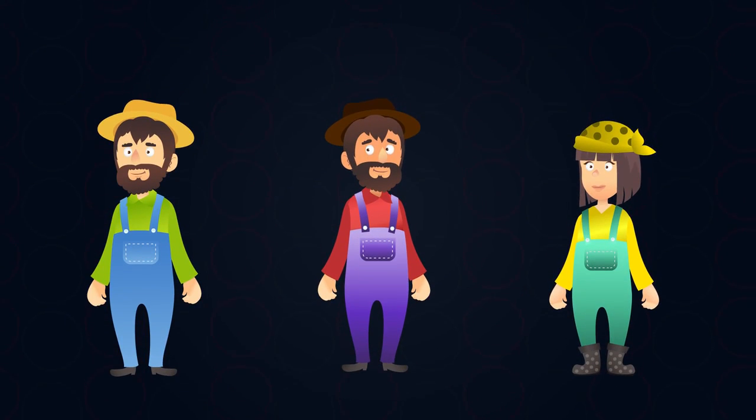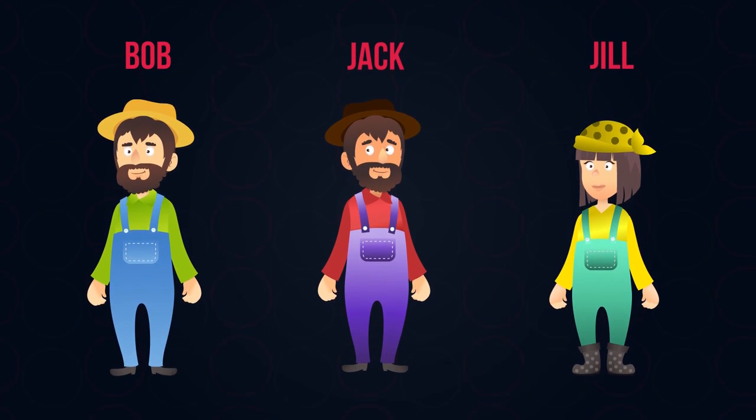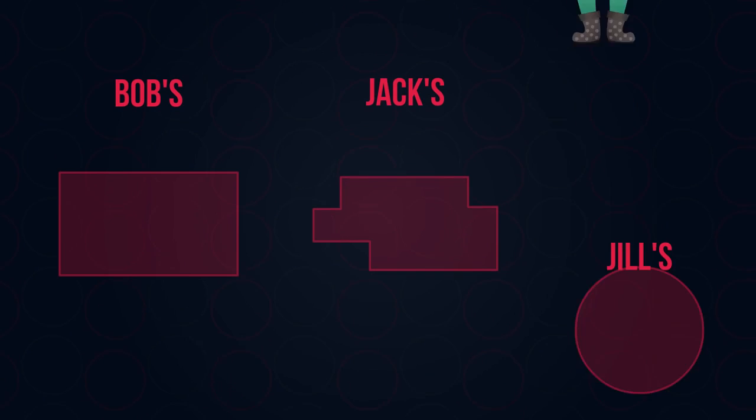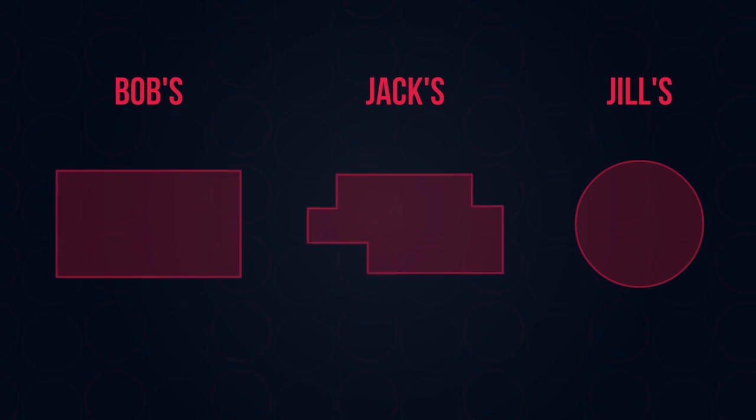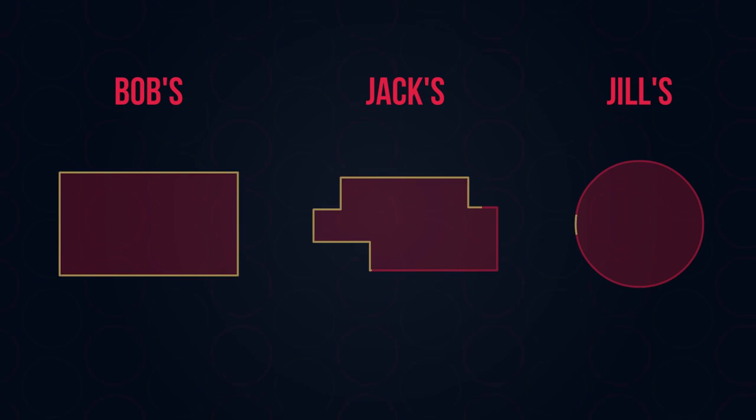We have 3 farmers, Bob, Jack and Jill. They need to fence their fields to stop their sheep from running away. However, they're not too sure how much fencing to buy, especially since their fields have different shapes.